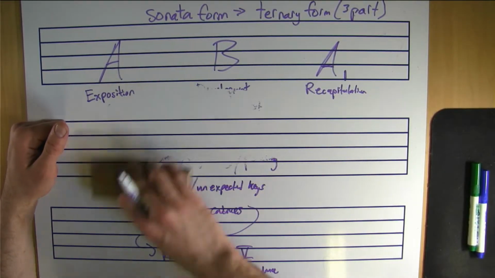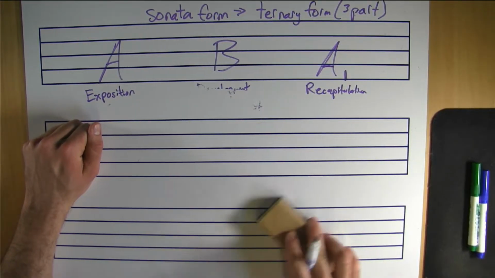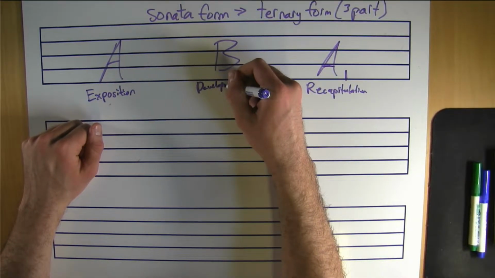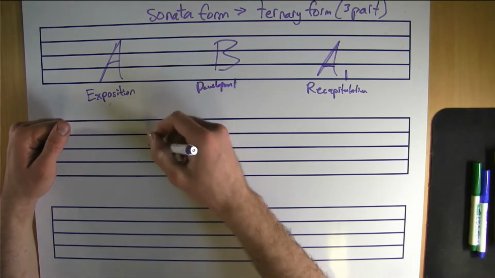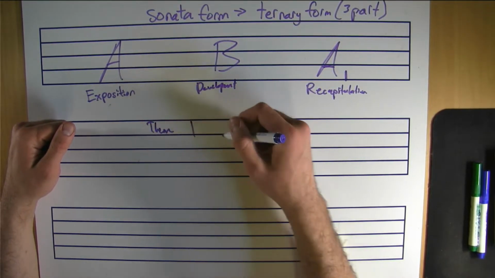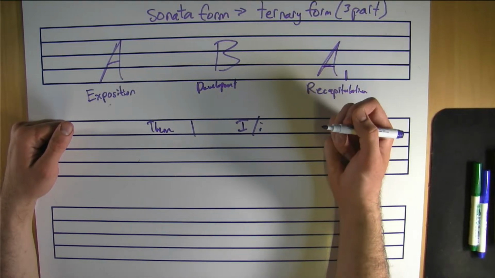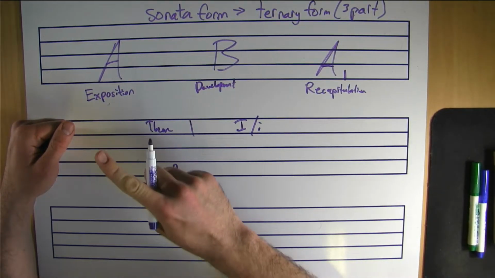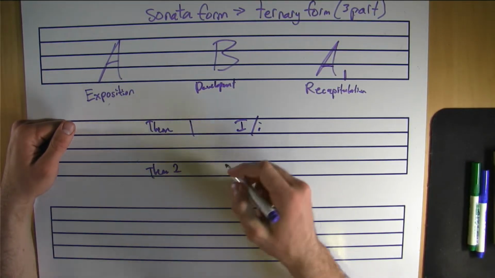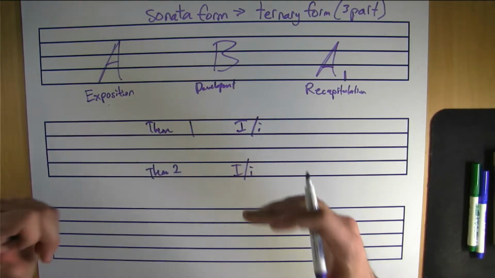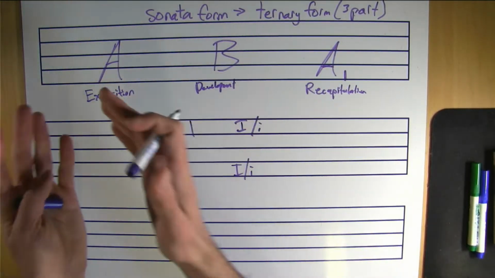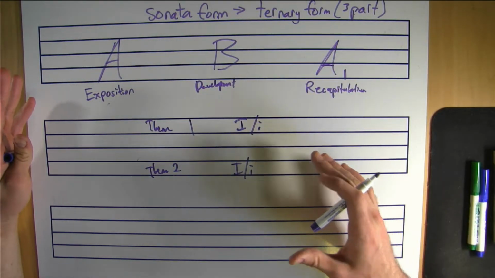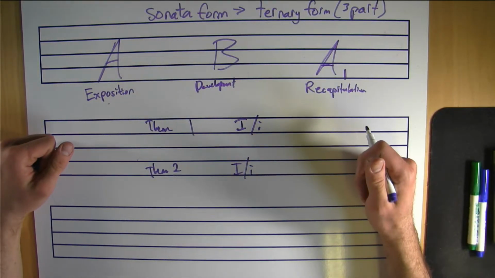Now, the recapitulation is basically like the exposition. You will have theme 1 in the tonic, and you'll have theme 2, but this time theme 2 is also in the tonic. And the idea is, in the recapitulation, the conflict between theme 1 and theme 2 is resolved. So it stays in that same key.